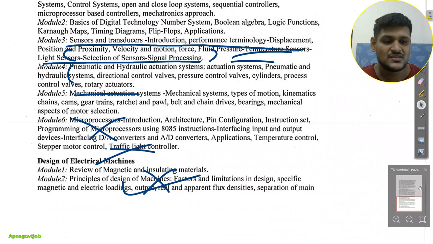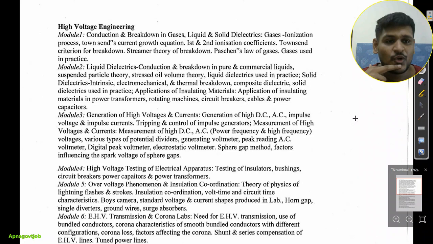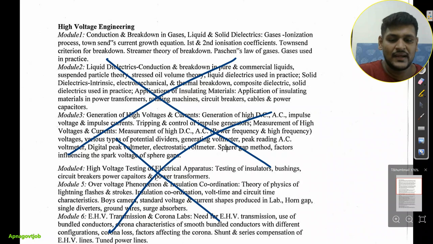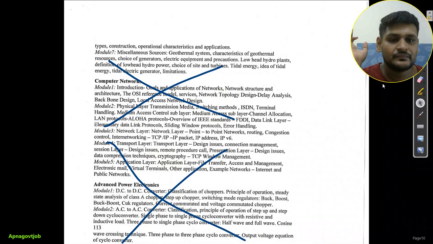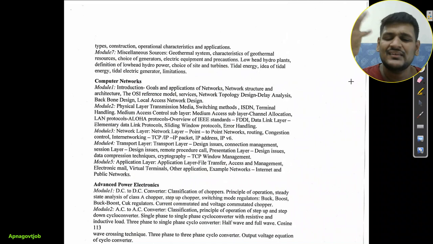Then high voltage engineering, okay, here what you can do. Just leave all this. High voltage testing, okay, leave this again. Computational intelligence also you can leave this. Then computer network, so if you have basic idea about network, okay, then do, otherwise you can just leave this.